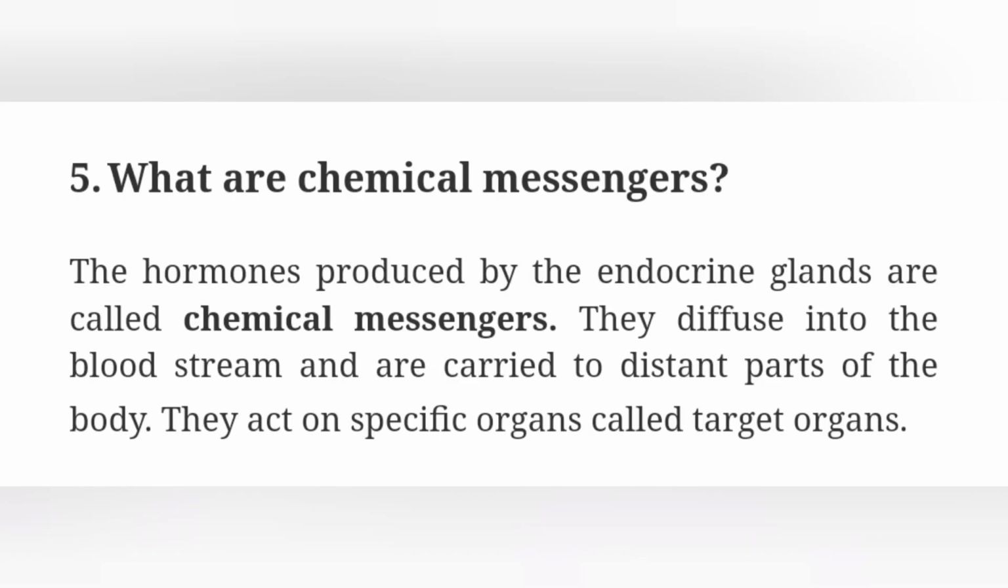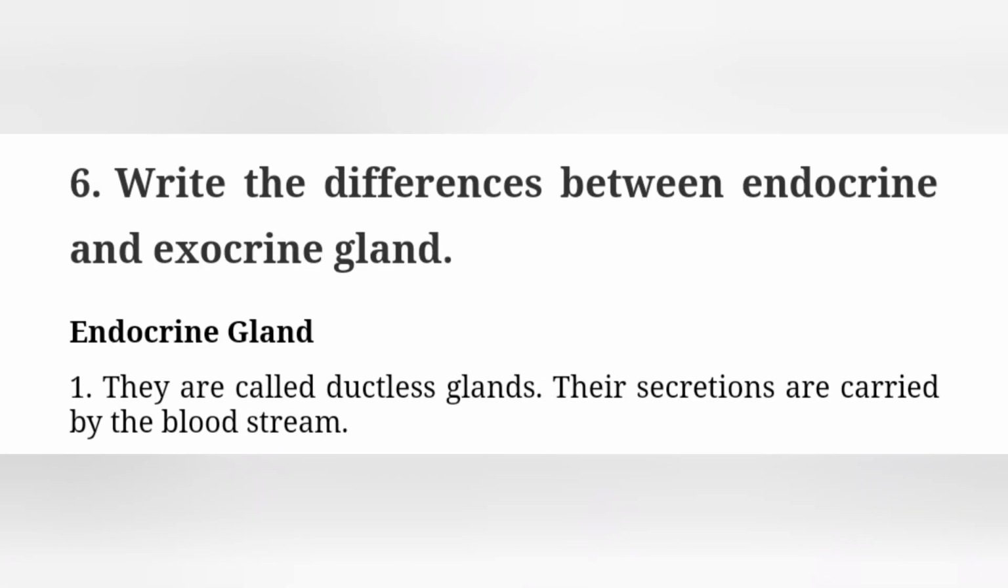Fifth one, what are chemical messengers? Answer, the hormones produced by the endocrine glands are called chemical messengers. They diffuse into the bloodstream and are carried to distant parts of the body. They act on specific organs called target organs.